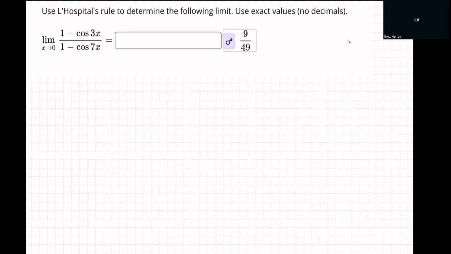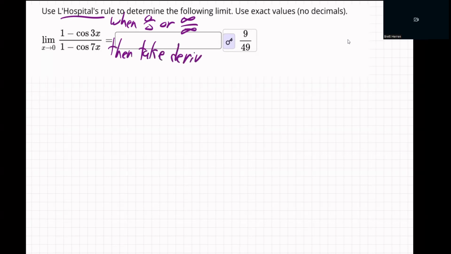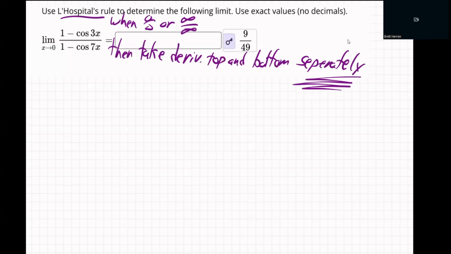Okay, so on this question, they want us to use L'Hopital's rule. And let's be clear, what is L'Hopital's rule? That says whenever we have 0 over 0 or infinity over infinity, then take the derivative of the top and the bottom separately. And separately is kind of the key word there. Okay, so let's get back.